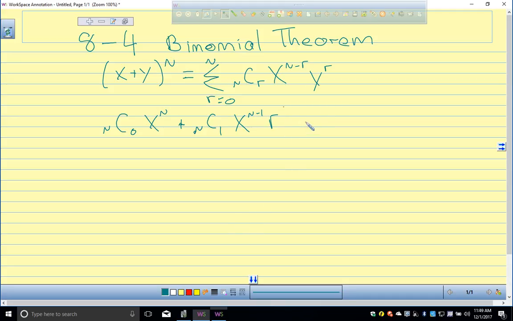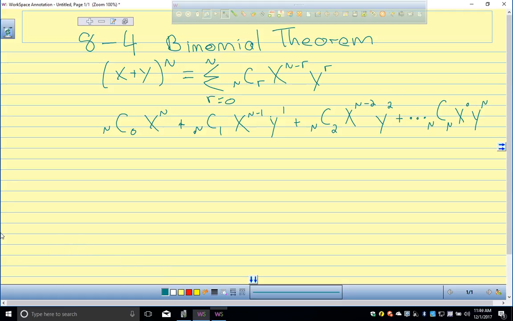Then it goes plus n C 2 x to the n minus 2 y to the 2. Then it goes plus, and so on, up to n C n, which is just 1, x to the 0, which is just 1, y to the n.